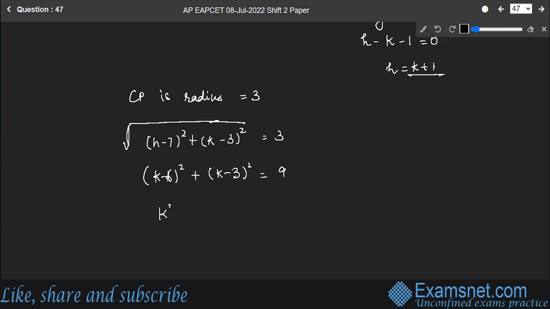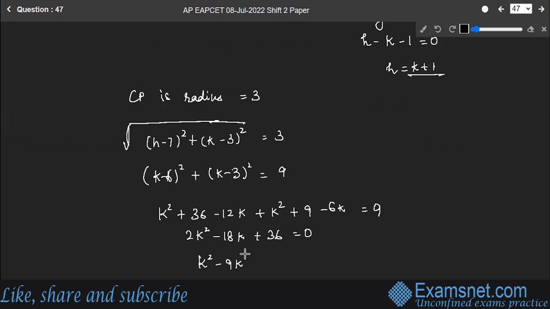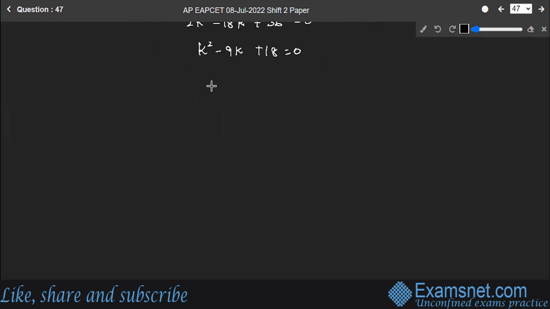This will give you k square plus 36 minus 12k plus k square plus 9 minus 6k minus 9 is equal to 0, which gives you 2k square minus 18k plus 36 is equal to 0, or k square minus 9k plus 18 is equal to 0, right? This can further be factorized by splitting the middle term. So you will get the two factors as (k minus 6) and (k minus 3) is equal to 0, which gives you the two possible values for k: 6 and 3.